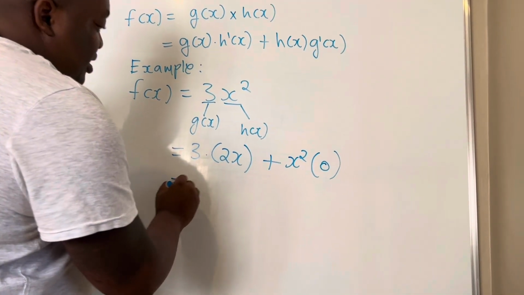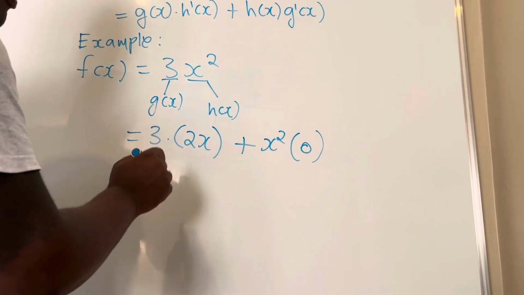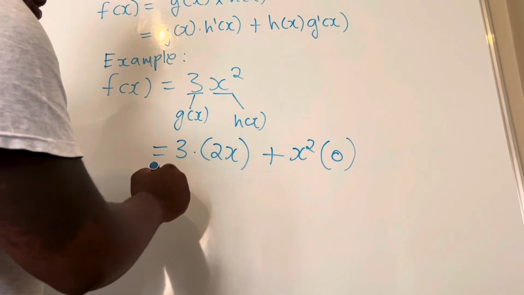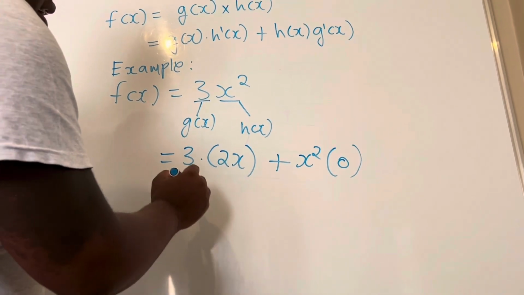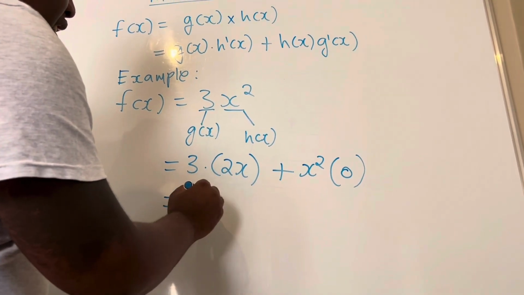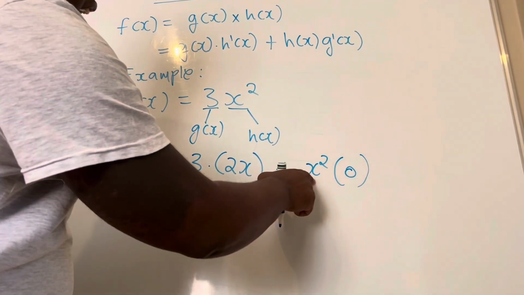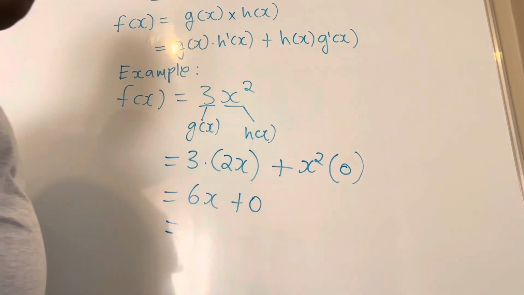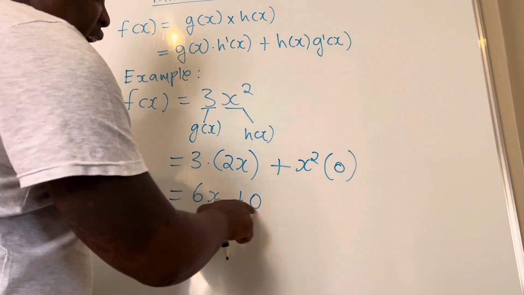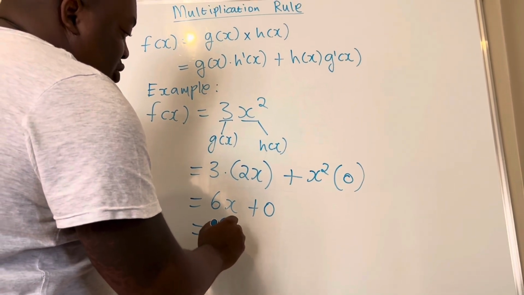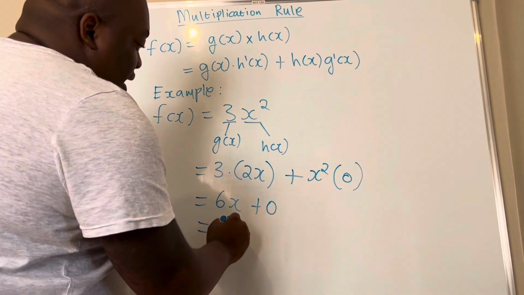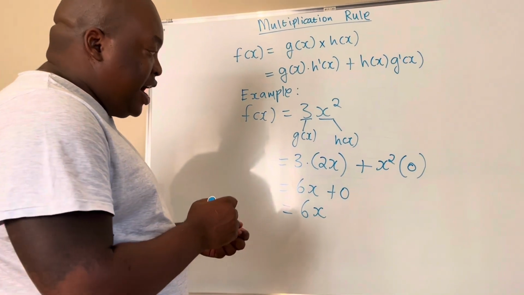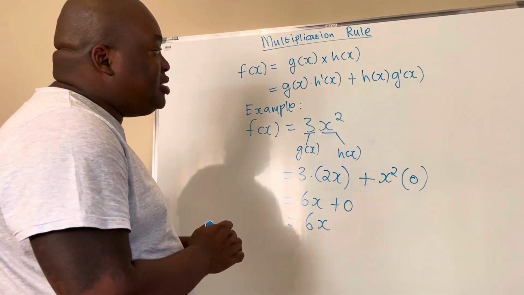Which then means that when we simplify it further, we distribute the 3 into the bracket, it will be 3 times 2, which will be 6x, plus x squared times 0. The answer is 0. What do you think is the final answer? Any number added to 0 is that number. So if it is 6x plus 0, then the final answer is 6x. That's how you apply the multiplication rule.